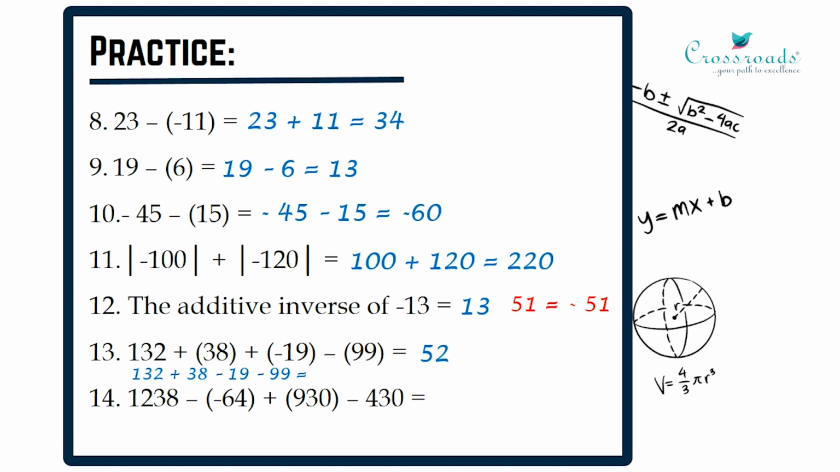Same thing for sum number 14. 1, 2, 3, that's 1238. So minus into minus is plus, therefore it's going to become plus 64. And then plus 930 and minus 430.